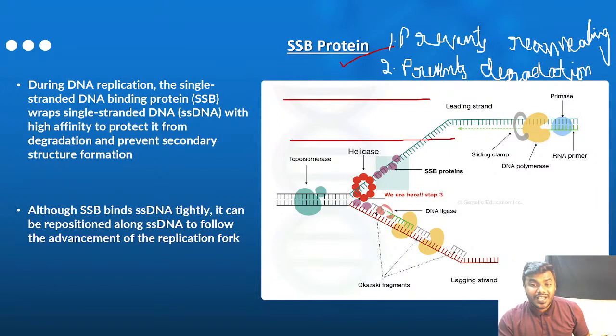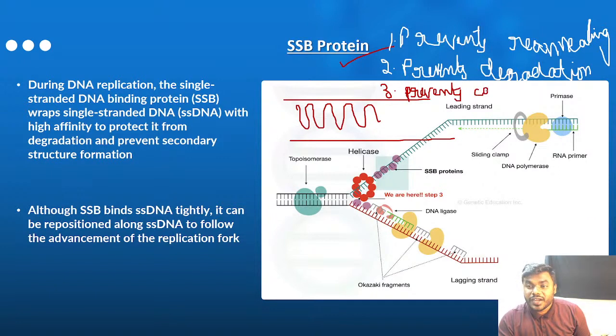Third unique function. Now this is the single-stranded DNA, right? There is a chance that it can form hairpin loop-like structures. They can form coiling. So what is the third function? It will prevent coiling. So the three major functions of the SSB: it prevents rejoining or reannealing, it prevents degradation, and third, it prevents coiling also.